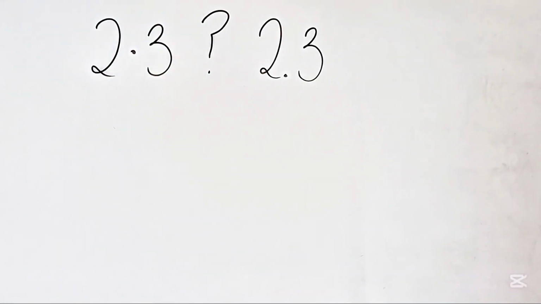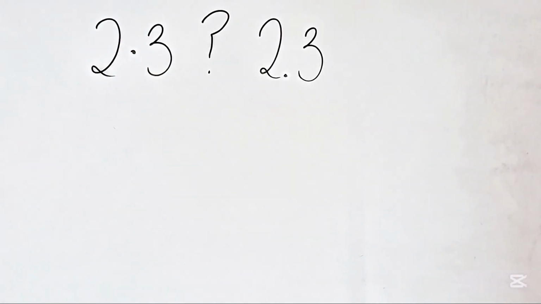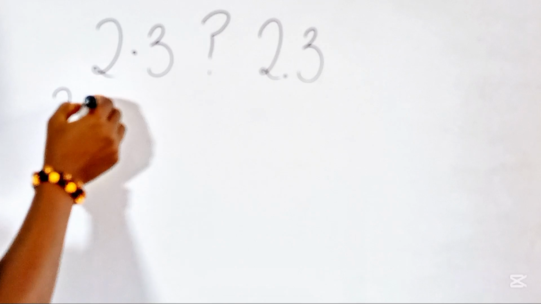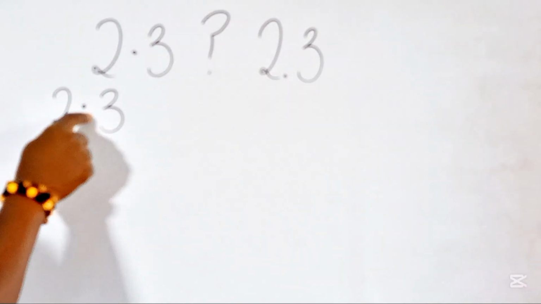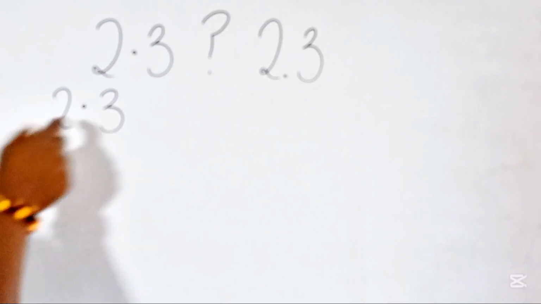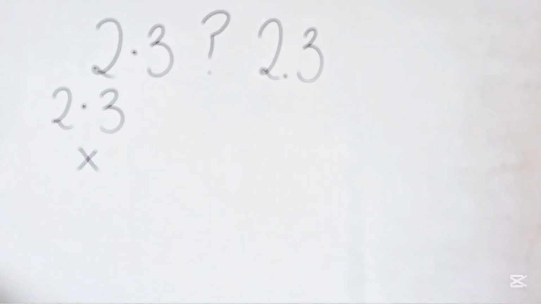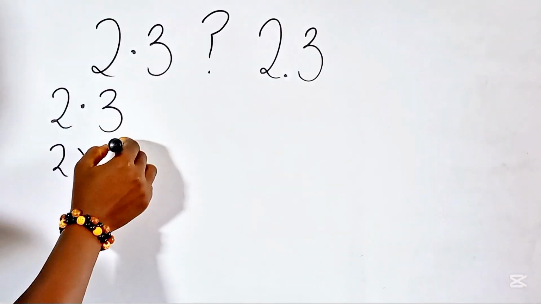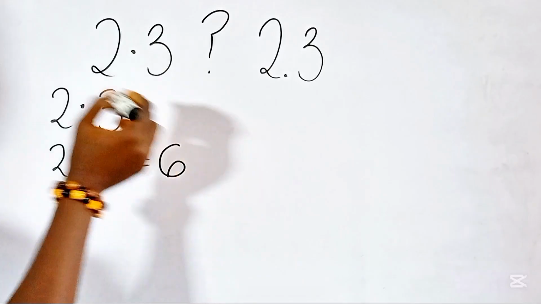Okay, so we're going to start with when the tiny dot is placed at the middle of both numbers. So we have it as 2·3. So this dot here that is at the middle of these two numbers is also the multiplication symbol. So what this means here is saying 2 times 3, and 2 times 3 is equal to 6.